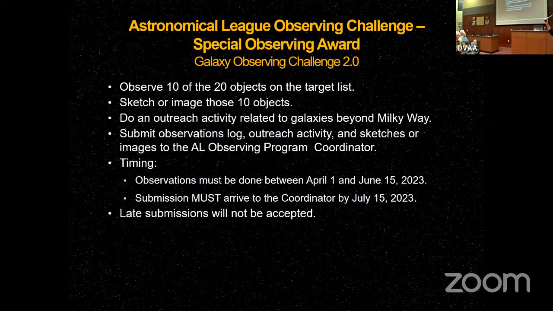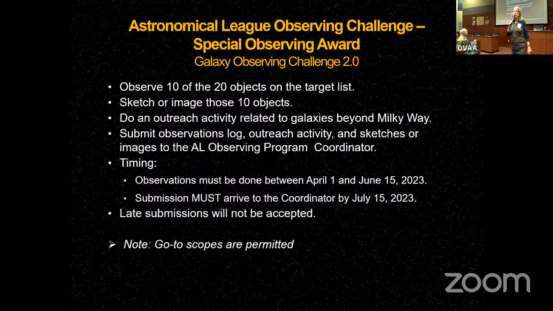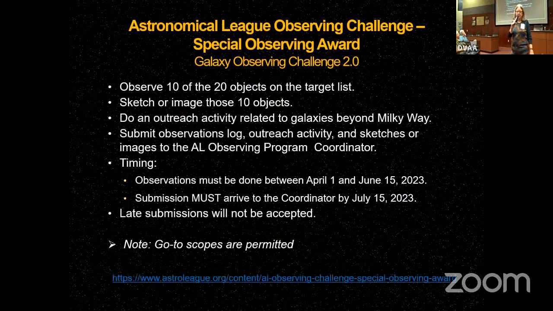So the way it goes is you observe 10 of the 20 objects on the target list. You need to sketch or image those 10 objects that you've chosen. You do an outreach activity related to galaxies beyond the Milky Way. You submit the observation log, the outreach activity, and sketches to the observing chair at the Astronomical League. The observations have to be done between April 1st and June 15th, and then the submission by July 15th. And you are allowed to use GoTo scopes. There's a link there for more information on the program.